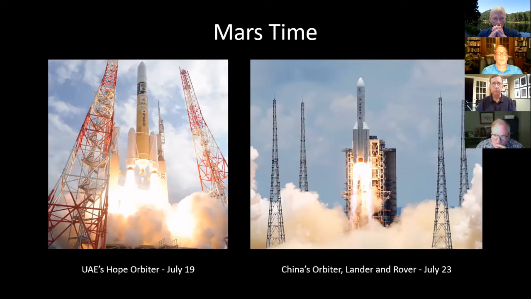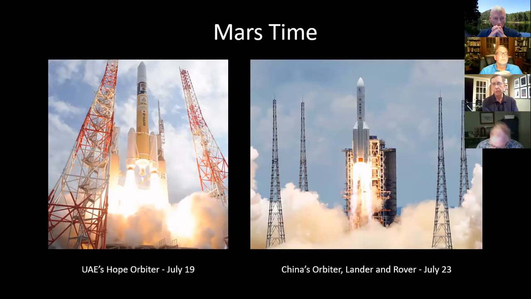The first one to launch was from the United Arab Emirates. They built an orbiter that's going to Mars. They don't have a spaceport, so they arranged to have their orbiter placed on a Japanese rocket and launched from Japan.